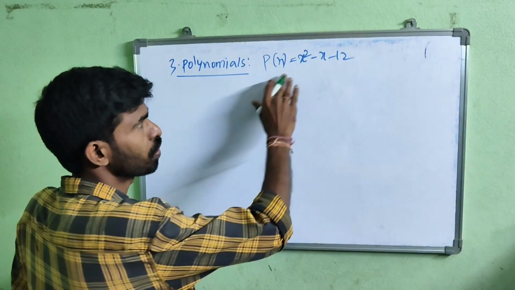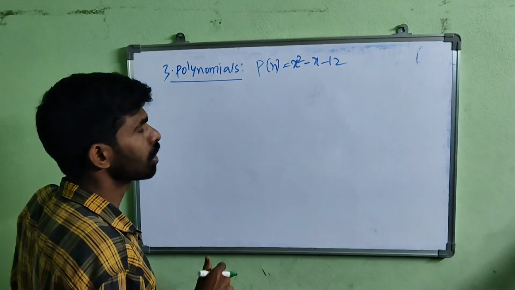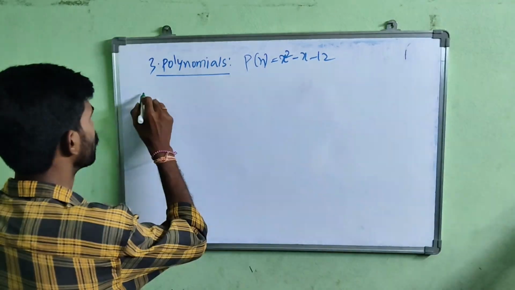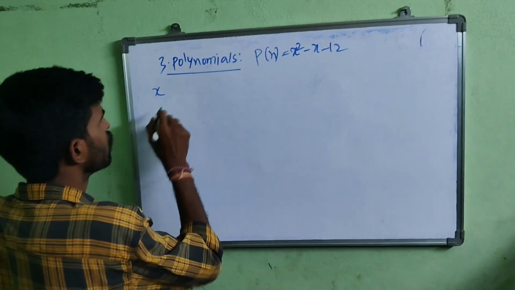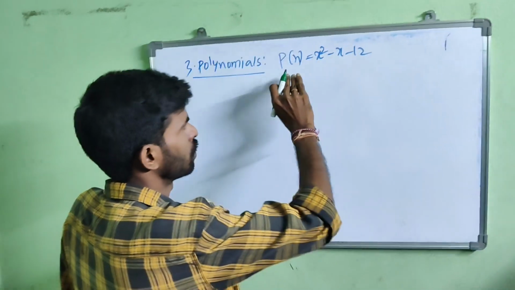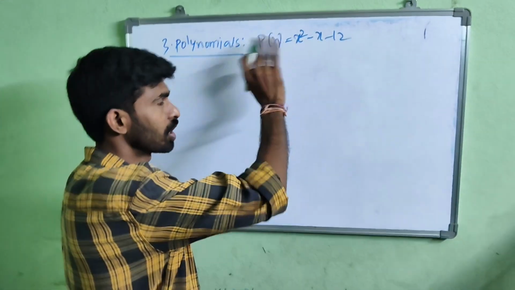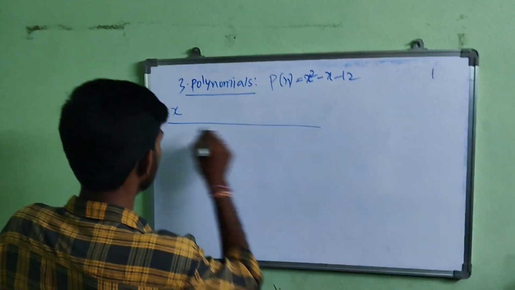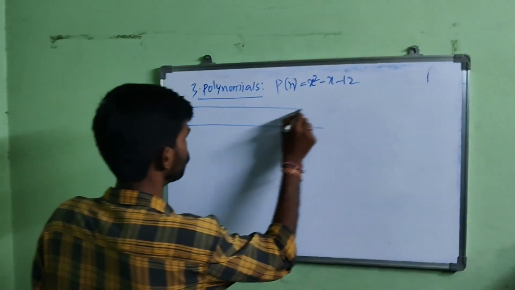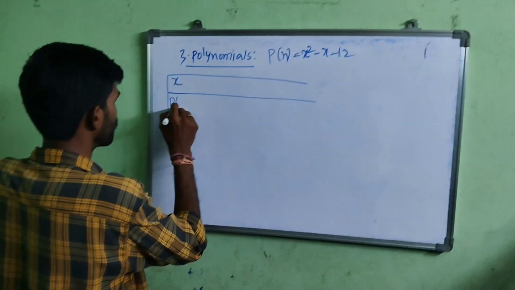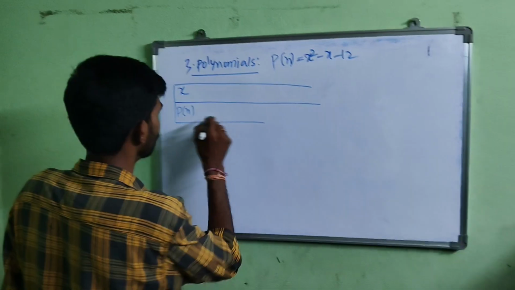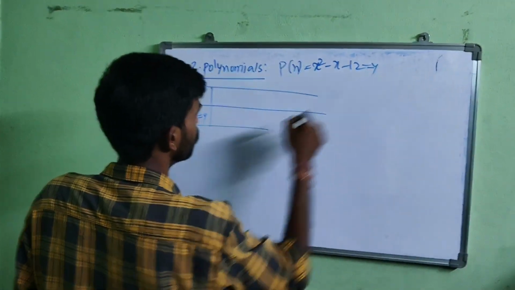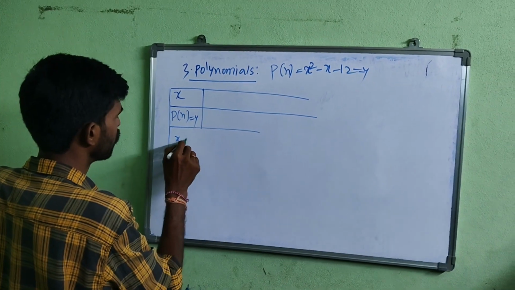Now see, x square minus x minus 12 is the quadratic polynomial. We need to find out zeros by drawing the graph. Before we go, I already told you, we need to find out x. If we substitute x, what is the p of x value? Like that we need to draw a table. That is p of x. P of x is nothing but y. This is y. Next x comma y.